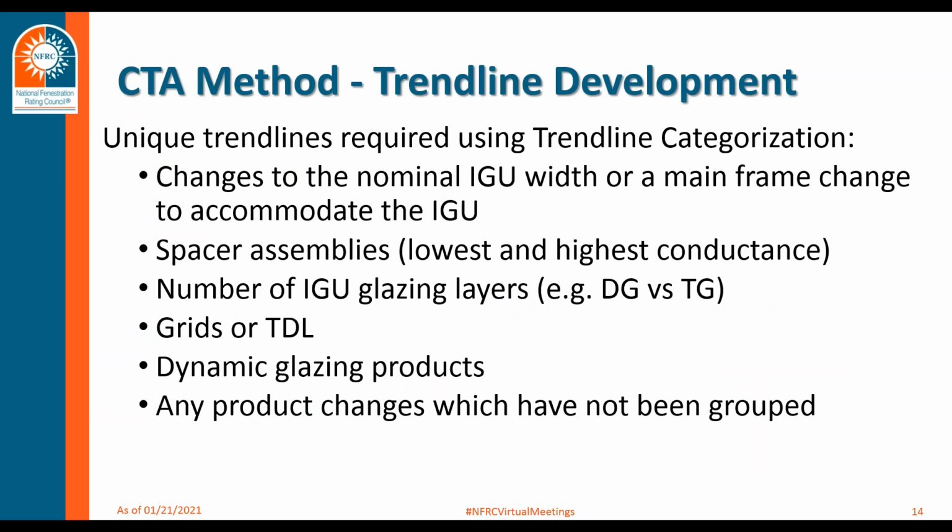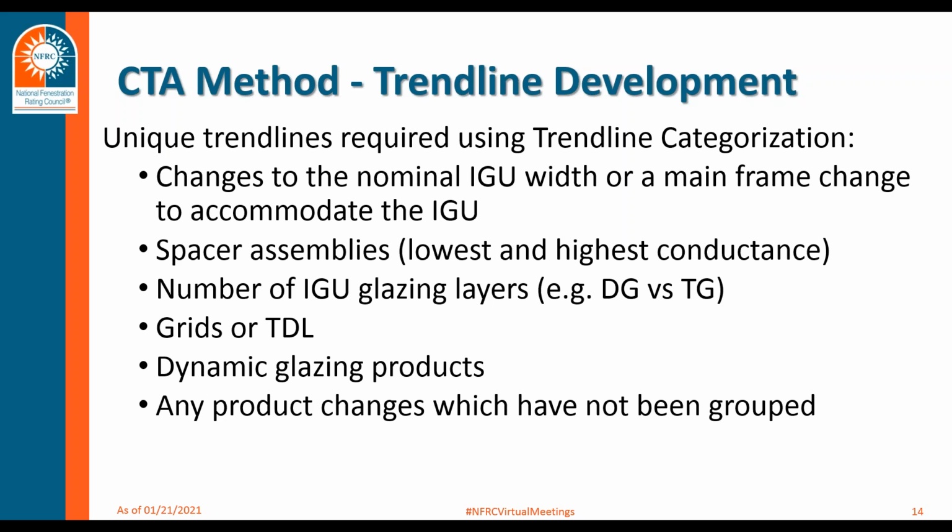For each product line, trend lines will be generated or created based on the following trendline categorizations. The first requirement needed to be understood is when a new trend line is required. So item number 1 here, changes to the nominal IGU width or the main frame change to accommodate the IGU will require a separate or new trend line. It should be noted that the nominal IGU width may be comprised of characteristic options containing different glass and gap thickness. Interior room surface low E glass can be within the same trend line. However, please note this cannot be used for determination of the condensation index rating.